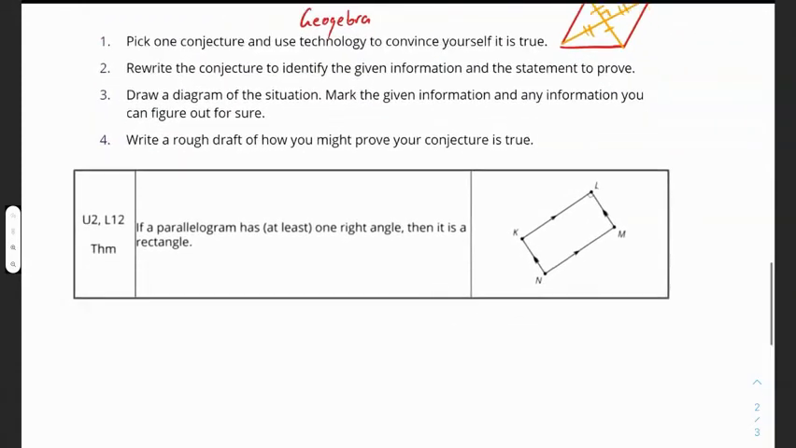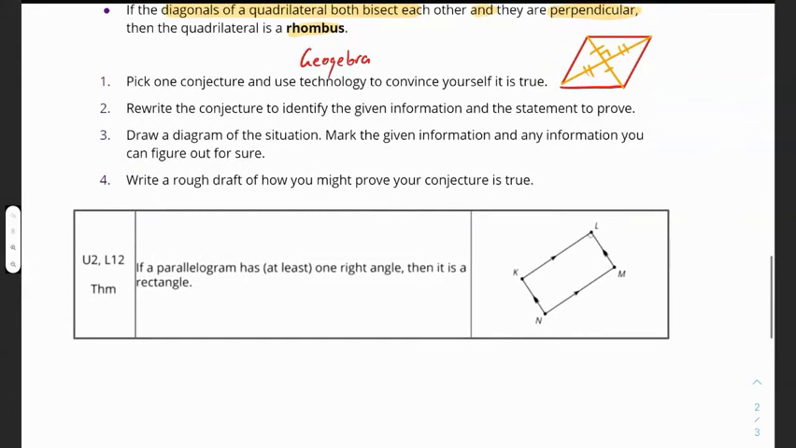Okay, lastly, for definitions, parallelogram. If a parallelogram has at least one right angle, then it is a rectangle. Okay, so if that is given to you and you know that the opposite sides are parallel to each other, it's a rectangle. Okay, and that's always.